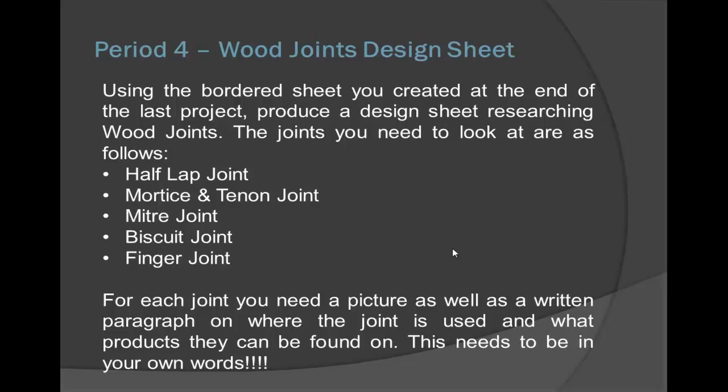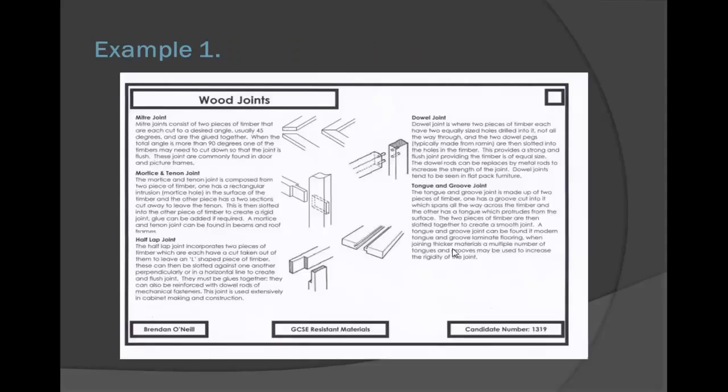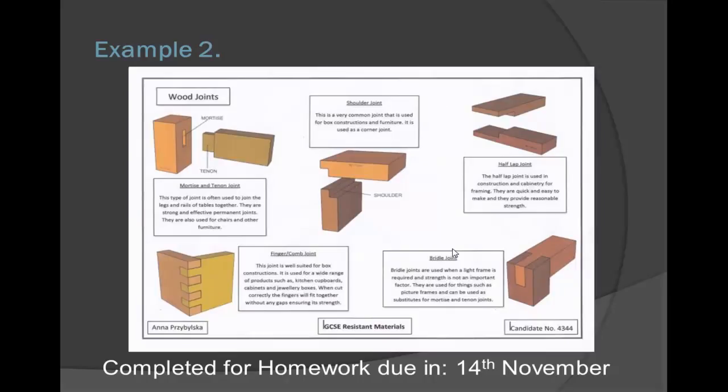So that's period 4. Just to give you an idea of what that looks like, here are some example sheets that the previous Year 10 students have done. Again, Brendan in his work, he is actually making his product from wood, and he's going to be using this in his coursework. So that saves a lot of time for him this year. And again, also Anna is using her sheet because she's making a jewellery box. And again, she's going to be using wood joints in that. So there's some good examples there.